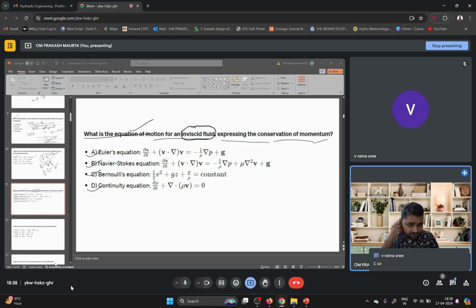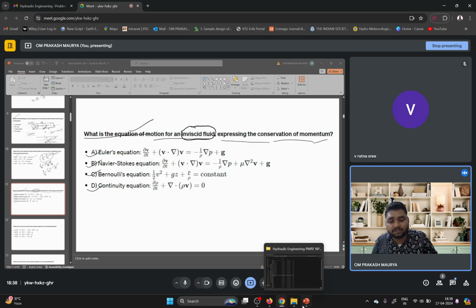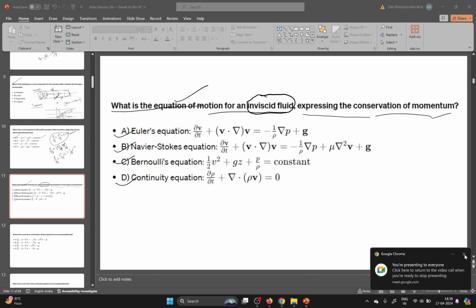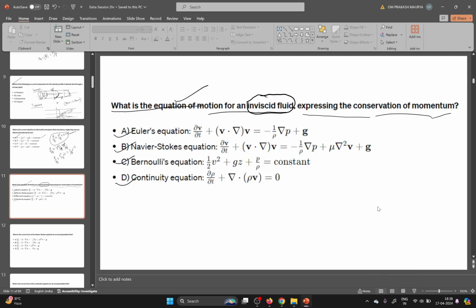You are telling the option C is okay. Actually, for this question, option C is not correct because of what C represents. It is derived from the Euler equation, but here we are talking only about inviscid fluid, not because this equation has lots of assumptions.